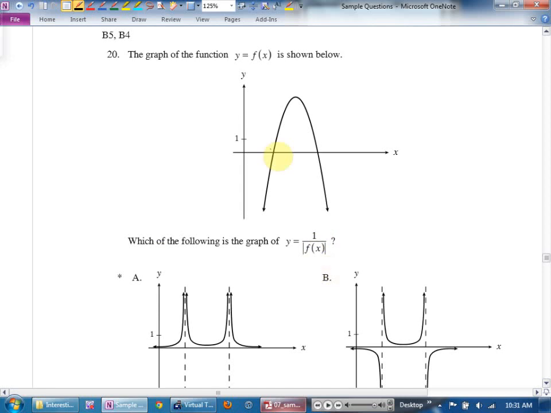Reciprocal. Is this above 0, Matt? Is this above 0? Is this above 0? Is any part of my graph below 0? Then my reciprocal won't have anything below 0. That's wrong. That's wrong. And now it's a true or false question.